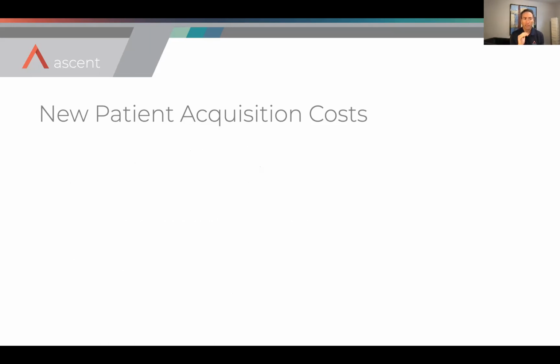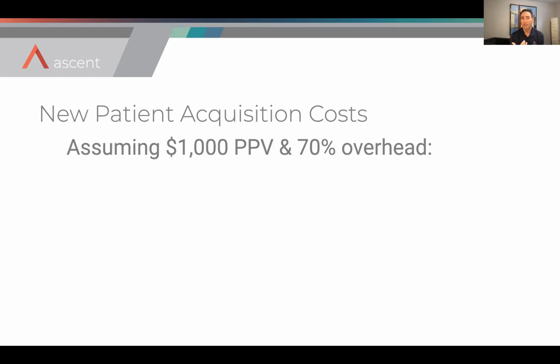Now, what we're going to do is assume some averages here. We're going to look at about $1,000 per patient value, just so that we can nail this down a little bit, and then about a 70% overhead. Those are pretty typical numbers. Most practices are going to be around those numbers, so that gives us somewhere to start. Now, ideally, in this scenario, you'd want your per patient acquisition cost to be $300 or less. Because if you're doing this, then even in year one with those patients, you're not going to be losing any money. You'll be at a minimum breaking even.